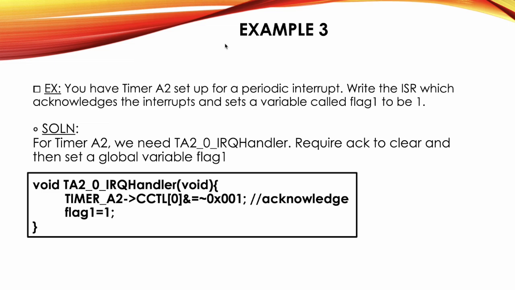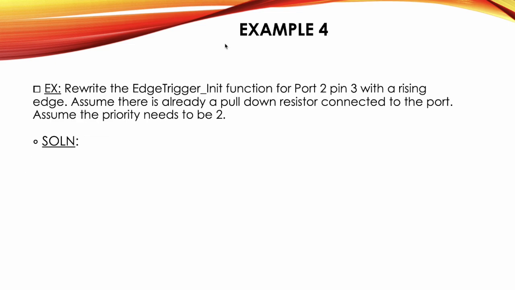Final example, it's a little bit longer, so this video is coming off of what I would do in class, an actual lecture about edge triggered interrupts, and I want in this example to rewrite one of the functions from that class, but for a different port, port 2 pin 3 with a rising edge. We assume there's already a pull down resistor connected to the port, so I don't need to set that up internally in the system, and let's assume the priority is 2.